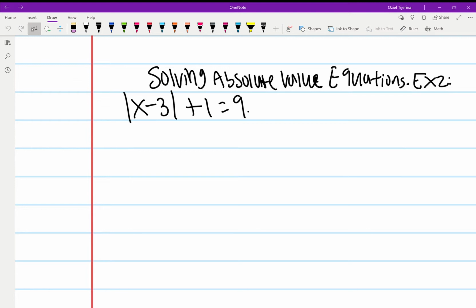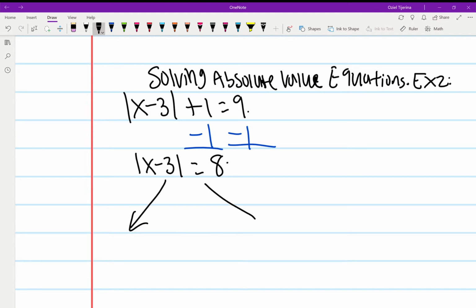In this example we're going to do another absolute value equation. So we have the absolute value of x minus 3 plus 1 equals 9. What you have to do first is subtract 1 on each side. So then you get the absolute value of x minus 3 equals 8.